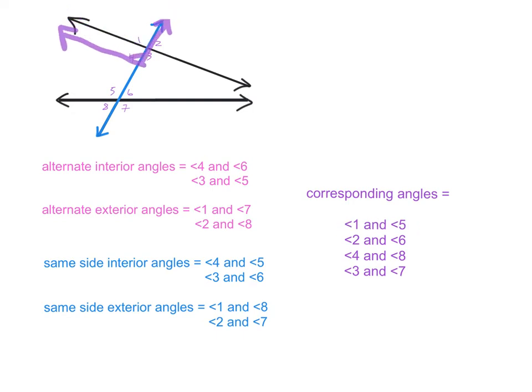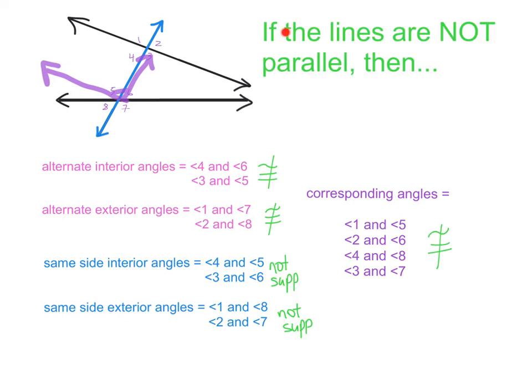If I take angle 1 and I translate it down, hey, wait a minute. Angle 1 and angle 5 aren't congruent. But if angle 1 and angle 5 aren't congruent, that means that none of my corresponding angles are congruent, which means my alternate interiors can't be congruent. My alternate exteriors can't be congruent, and all my same side angles can't be supplementary. So if these lines are not parallel, none of the relationships hold. Okay, if the lines aren't parallel, then none of my relationships hold.